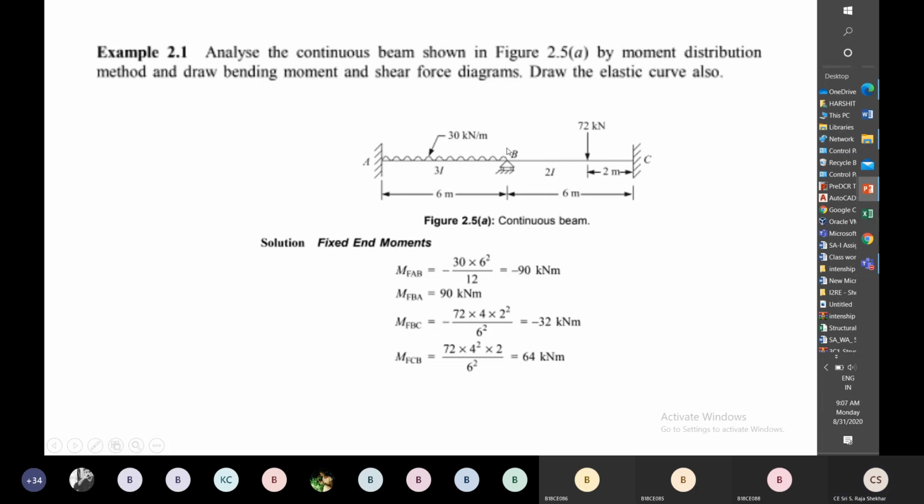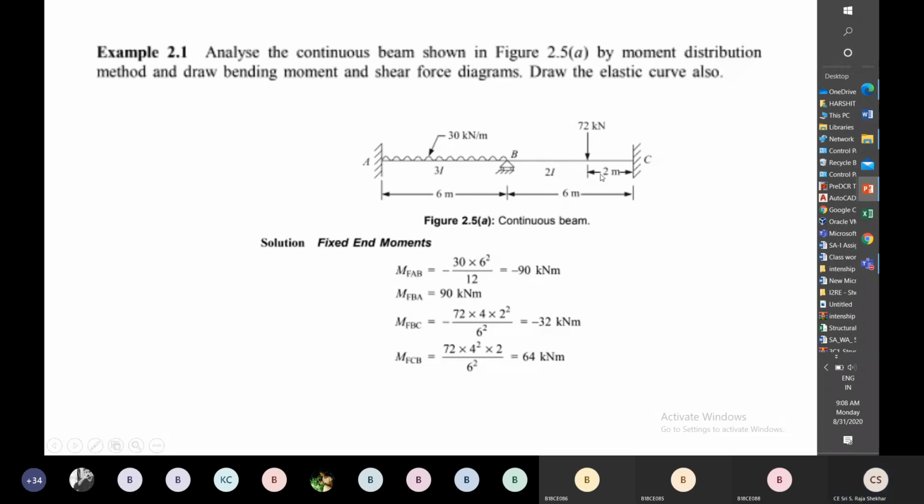MFBA is the fixed moment of AB in the direction of BA. In the direction of BA, it is WL square by 12, and it is in the clockwise direction. Clockwise movement is considered positive. So MFBA is equal to plus 90 kilonewton meter.